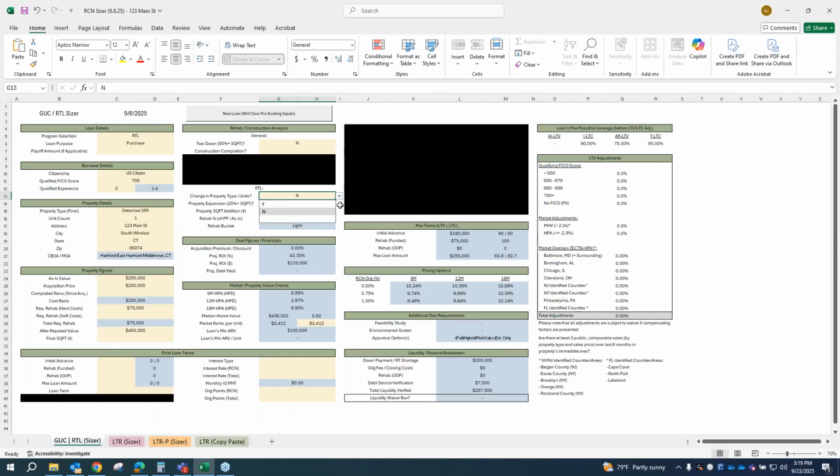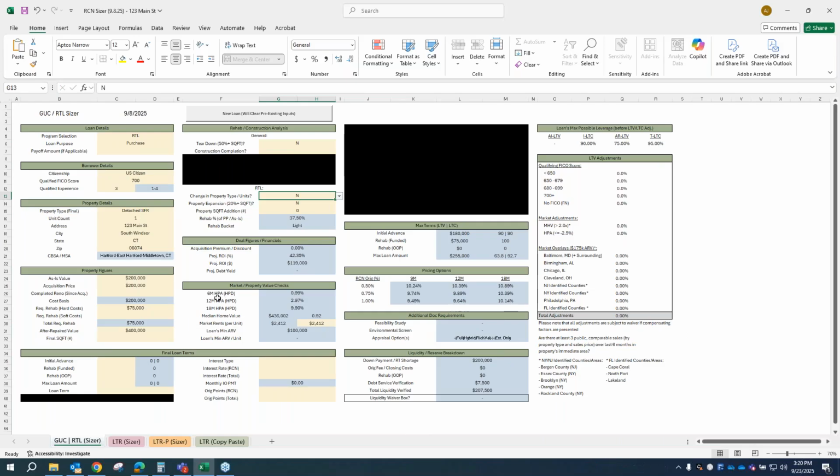And are they expanding the property by more than 20% or 750? So 750, anything under 750, it doesn't matter what the percent of the property square footage is. We still don't count it as a heavy rehab. So in this particular case, we have a light rehab where 37.5% of the purchase price or as is value. Our return on investment is 42.35%, and our projected ROI is 119,000.